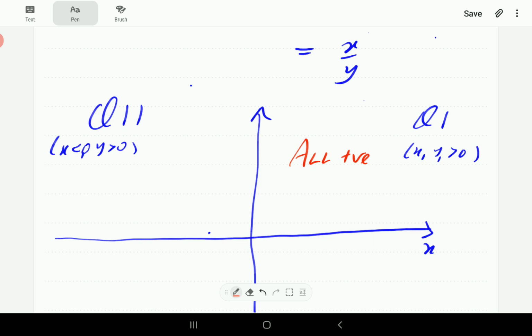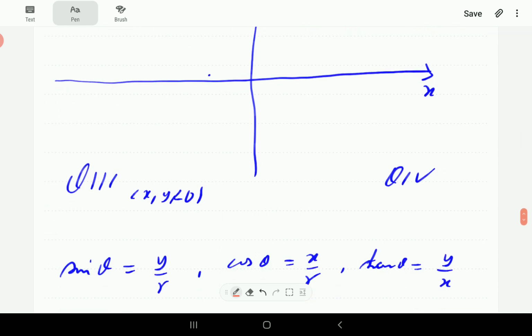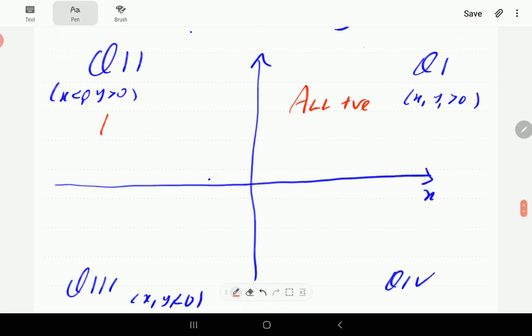In the second quadrant, x is negative, y is still positive. So that means y is positive, so sine is going to be positive, cosine is going to be negative, tangent is going to be negative. So that means in the second quadrant, only sine is going to be positive. I'm going to write here, only sine theta is positive.